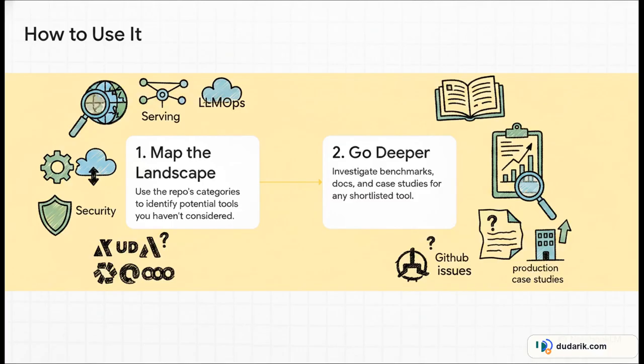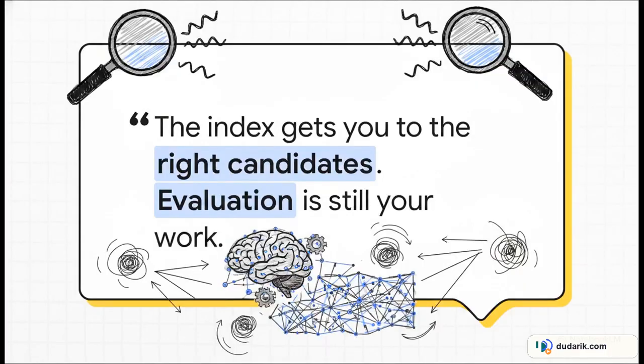Once you have that short list of candidates, that's when your real work begins. You have to be the one to dig in, investigate the benchmarks, pore through the documentation, check the GitHub issues, and hunt down real production case studies. And really, that brings us to the single most important takeaway, and it's summed up perfectly in this quote: the index gets you to the right candidates, evaluation is still your work.